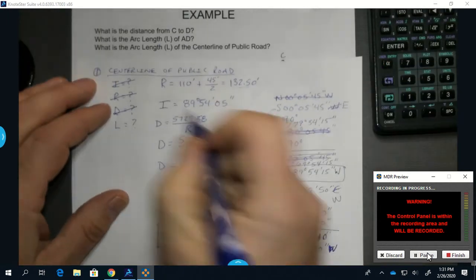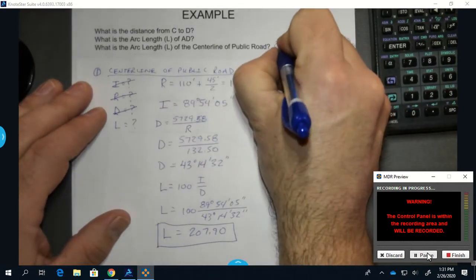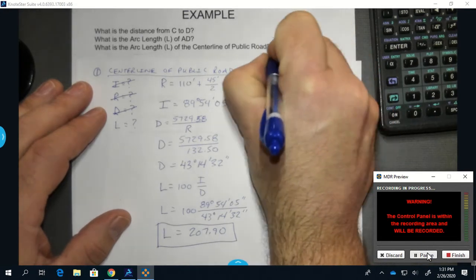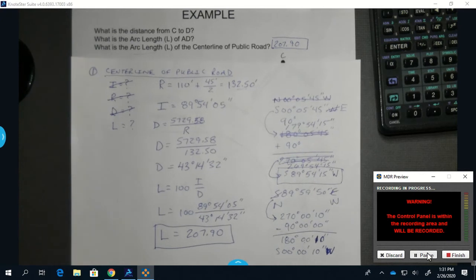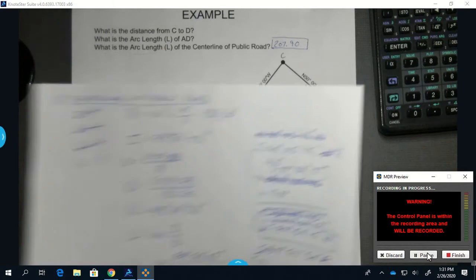So this one right here, what is the arc length of the center line of the public road? That is 207.90. We solved that, so one down, two more to go. I'm going to get rid of this sheet of paper and move to another one.